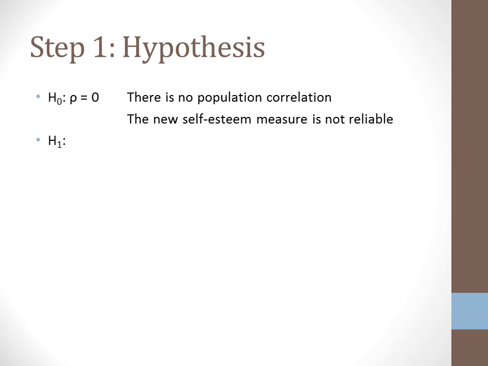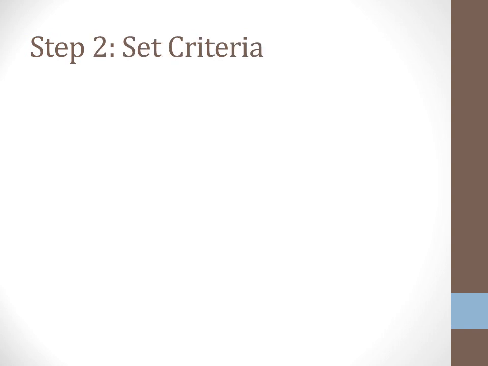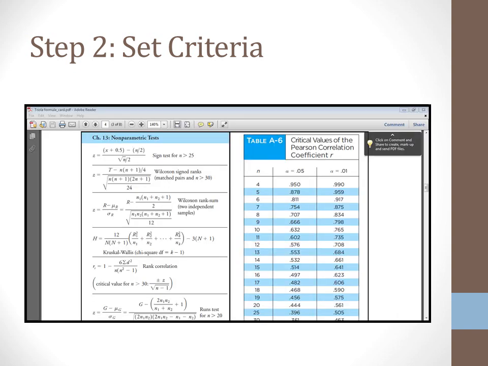Our alternative hypothesis is stated as rho is not equal to 0. In other words, there is a real correlation. In terms of our test, we would state the new self-esteem measure is reliable. On to step 2, where we set our criteria. We set our value of alpha equal to 0.05.